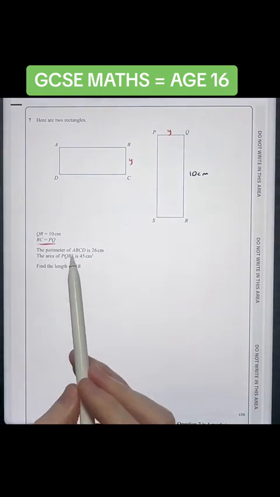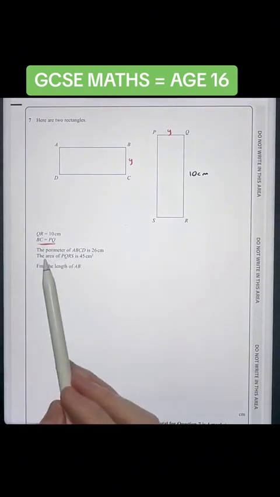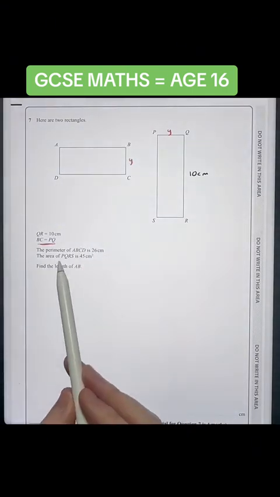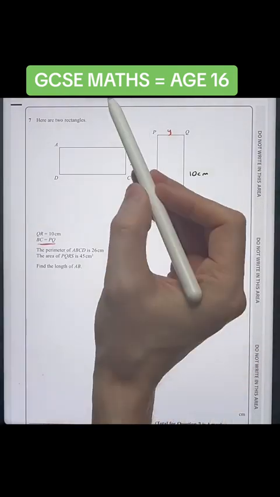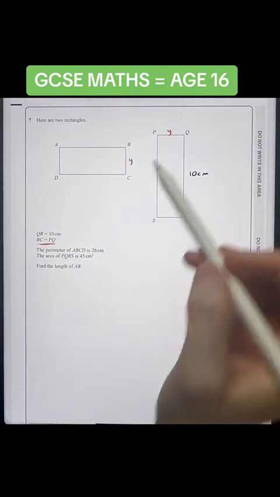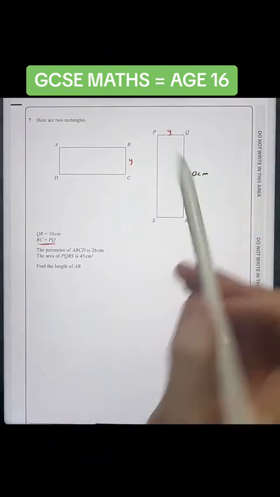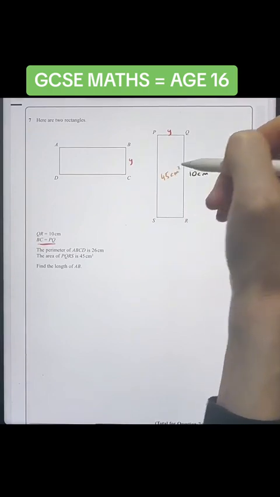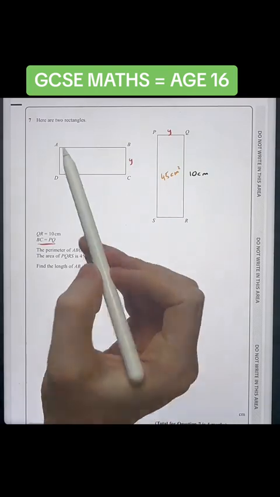I'm told the perimeter of ABCD is 26 centimeters. Well, perimeter is the total distance around the outside of a 2-dimensional shape, and that equals 26. I'm told the area of PQRS is 45 centimeters squared. Well, the area is the total inside of our 2-dimensional shape. As is the area of PQRS, the area, in this case, therefore, is 45 centimeters squared. And I'm asked to find the length of AB, which is this length here.